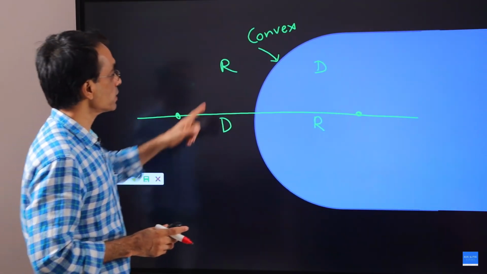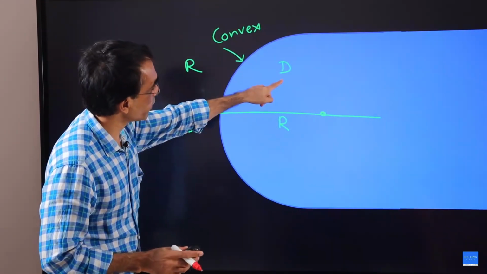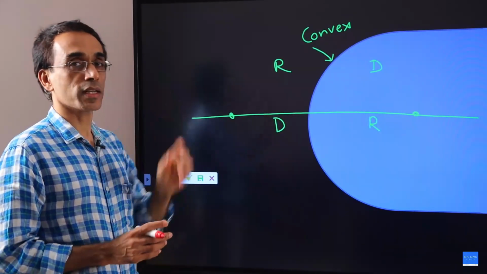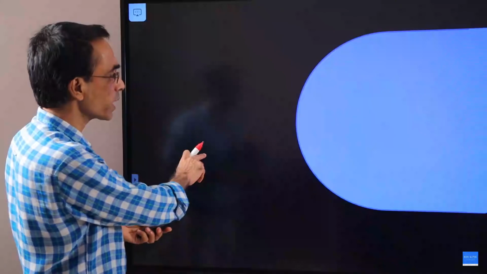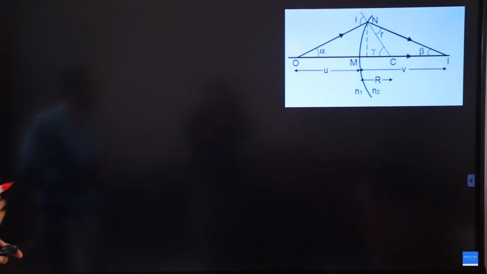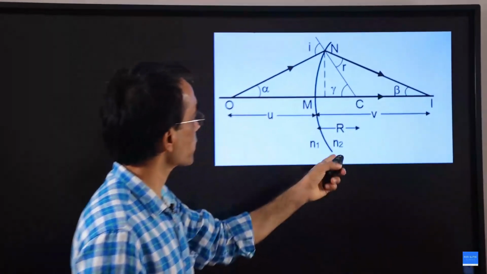What are the different cases? Convex rarer, convex denser, or concave denser, concave rarer. Any of these four combinations we can do with a single derivation. Okay, that is what we are going to do next. The same surface, I am going to convert that into a simple diagram. So, I have a convex surface, and that surface is represented by this line.